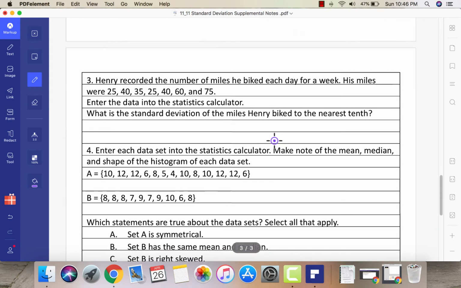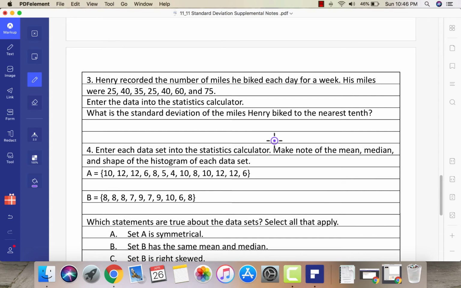Okay. Henry recorded the number of miles he biked each day of the week. His miles were 25, 40, 35, 25, 40, 60, and 70. Enter the data into the statistics calculator. What is the standard deviation of the miles Henry biked to the nearest tenth?